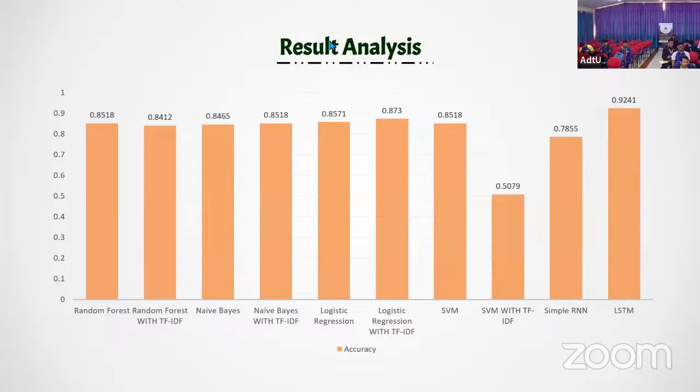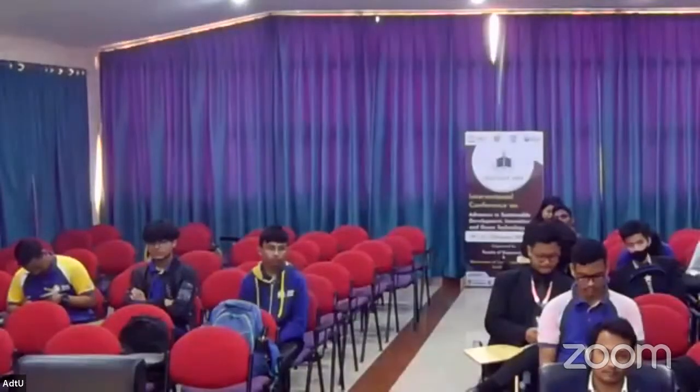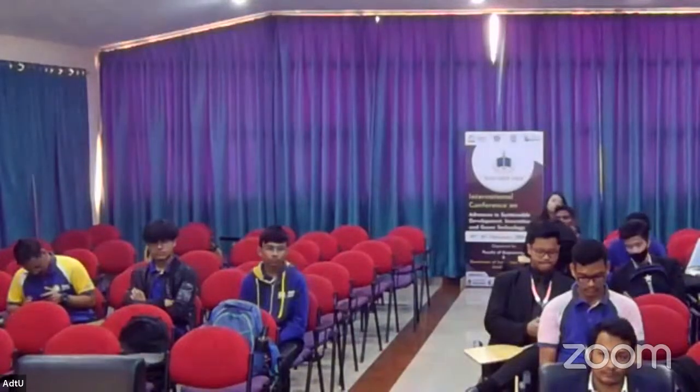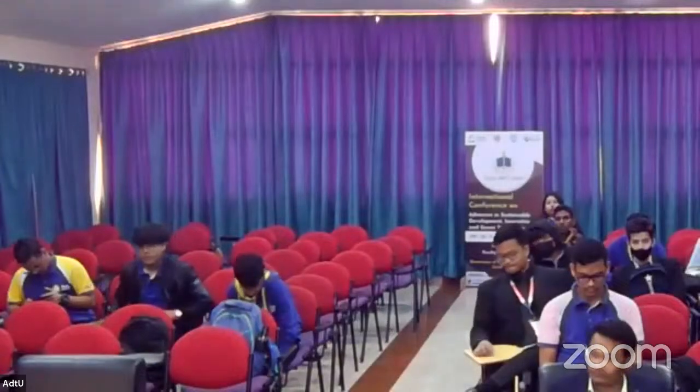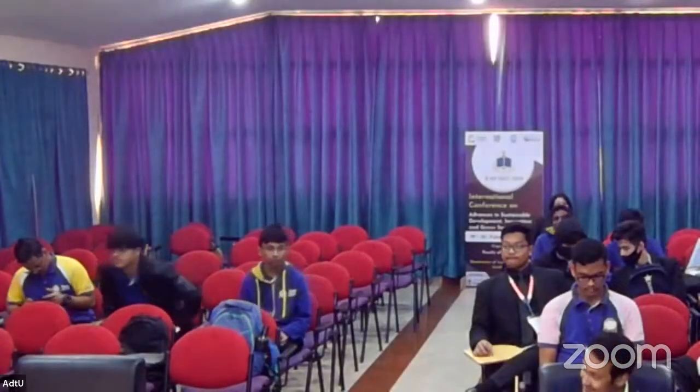Next, we have our paper ID 27. Authors are Firoz Hassan and Rubina Khatun. The title is Hyperparameter Optimization Using Machine Learning. I request the author to kindly respond.